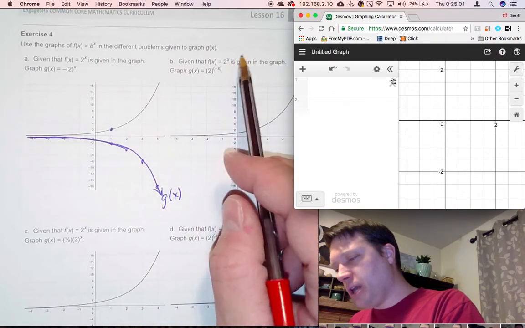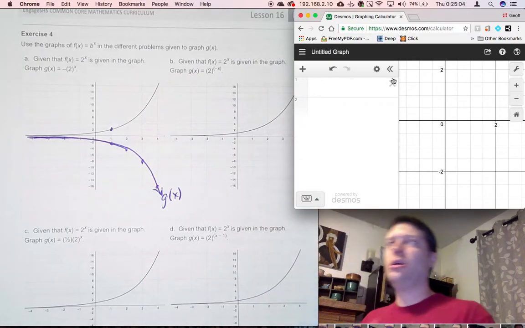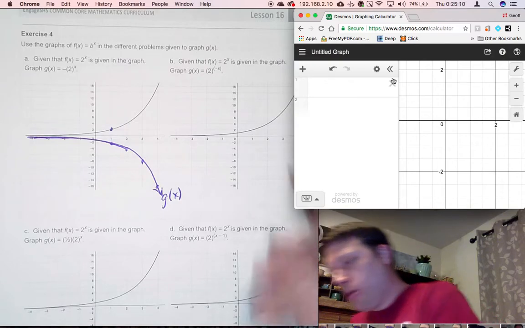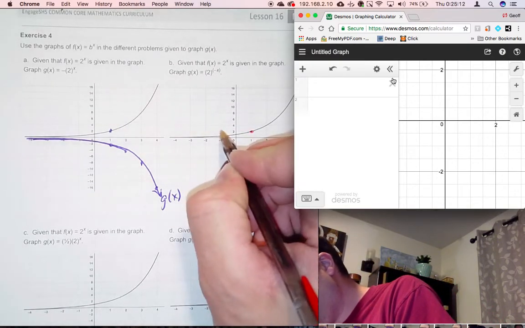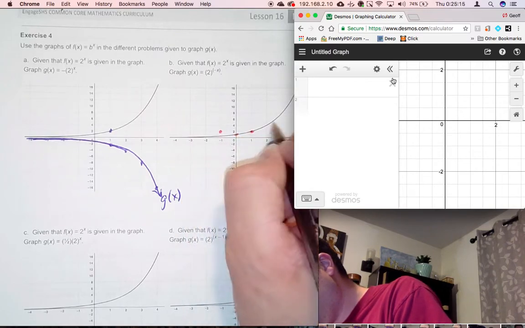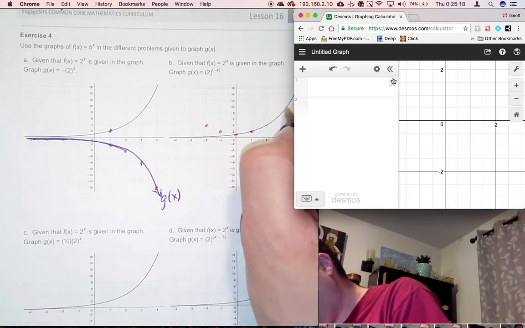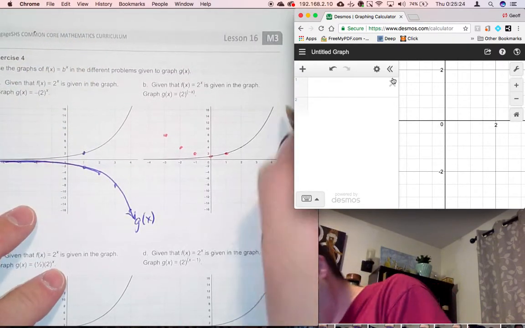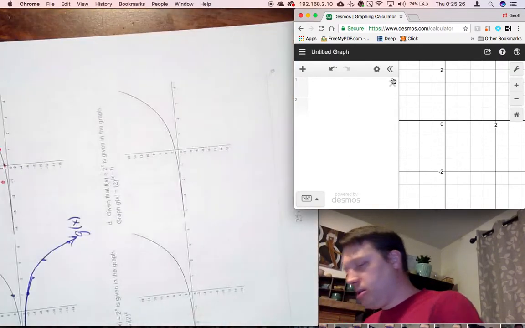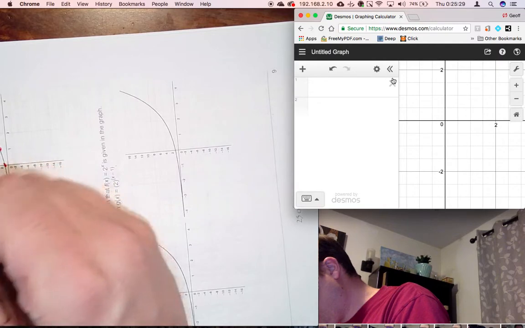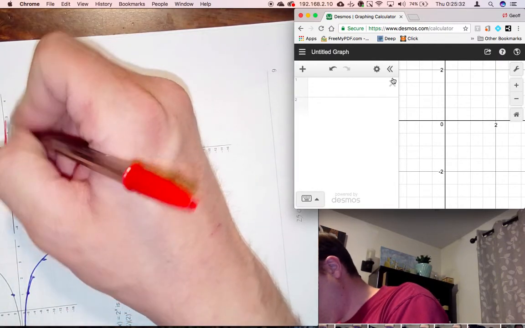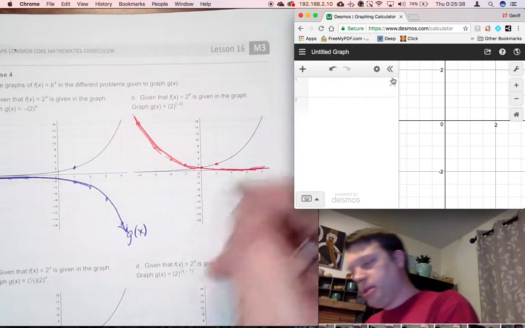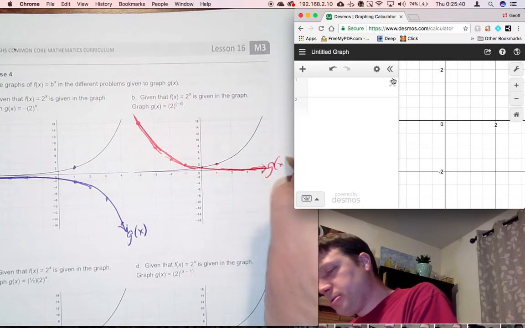Okay, go to B. 2 to the x. So therefore, 2 to the negative x. The negative's inside the parentheses with the x. That's a reflection over the y-axis. So this point is going to move to there. This point stays. This point is going to move to there. And there. And so we wind up with a curve that looks like that. I mean, that looks really blocky, but that's the idea. This is going to be g of x.